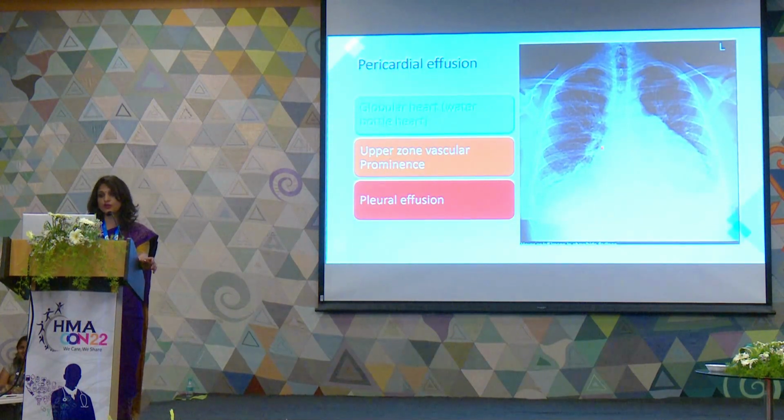Pericardial effusion: this globular heart shape is typical of pericardial effusion. This is generally called water bottle heart. You can see upper zone vascular prominence, and you can also see the pleural effusion here.